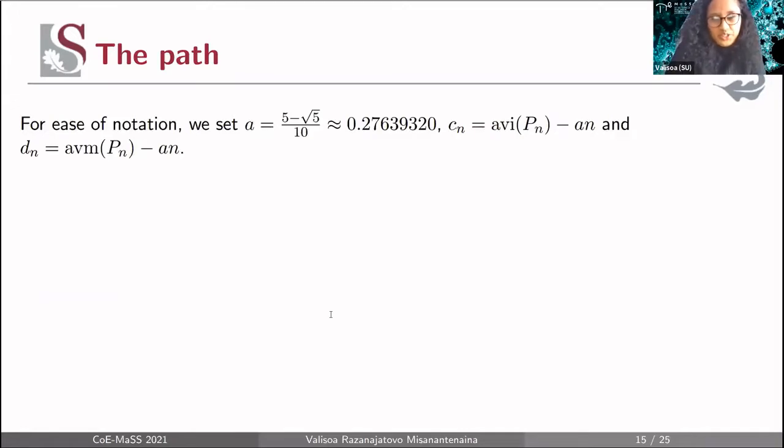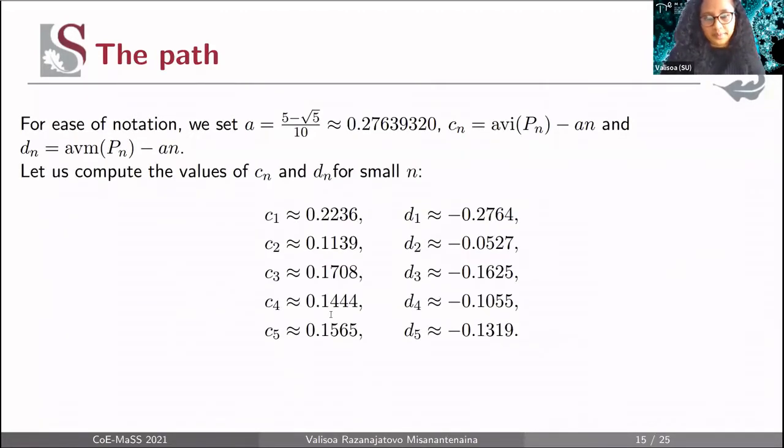For ease of notation, we just say a is (5 minus the square root of 5) over 10. C_n will be the average size of independent sets of a path minus the linear term, and D_n is the average size of matchings of a path minus the linear term. If we compute the values of C_n and D_n, you can definitely see that they alternate and go to the constant we have seen in the equation.